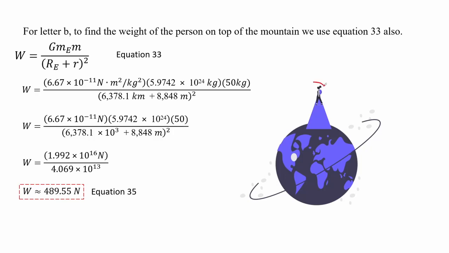For letter B, we consider that the person is positioned at the top of the mountain. We again use equation 33, but the distance is modified to include the height of the mountain. After substituting and manipulating the equation, we get that the weight of the person when on top is about 489.55 newtons. Comparing the two values, we see that they are almost the same. This suggests that there is little difference in gravitational effects when the person is on the surface or on top of Everest.